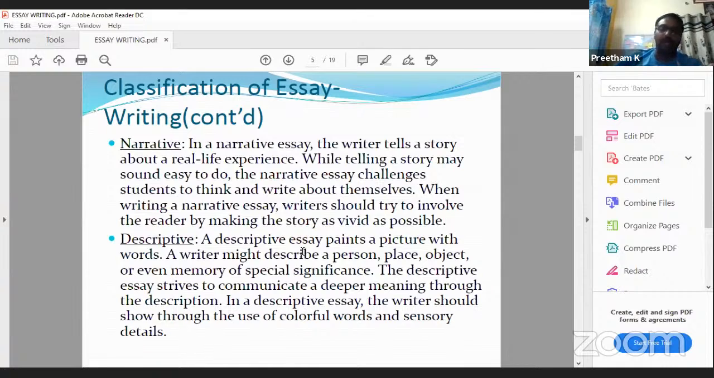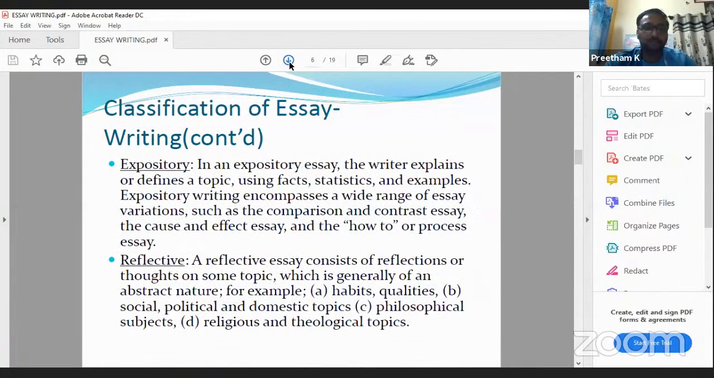Descriptive, for example: if you get into any ad agency and you're asked to describe a mobile phone, describe the features of the mobile phone in a brochure, then you will be using a descriptive type of essay.